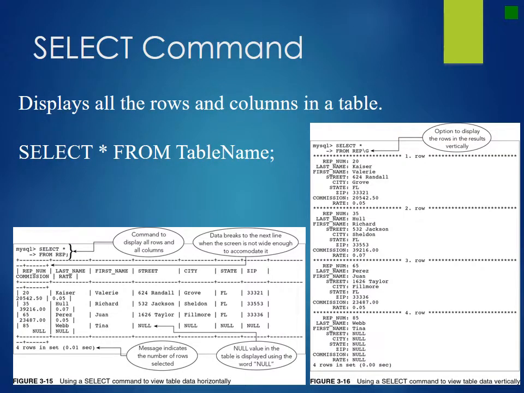So let's take a look at the select command. The select command, and we'll learn a lot more about this in chapter 4 when we work with single table queries, but we'll just use a simple one for now. You use the keyword select and then the asterisk, which is a wildcard for everything, and then you use the keyword from, and then whatever your table name is. What that displays, as you can see from figures 315 and 316 of your book, is all of the individual items from the rep table.